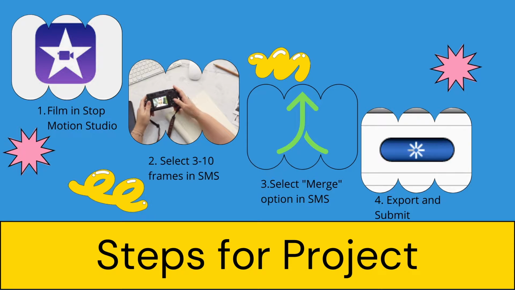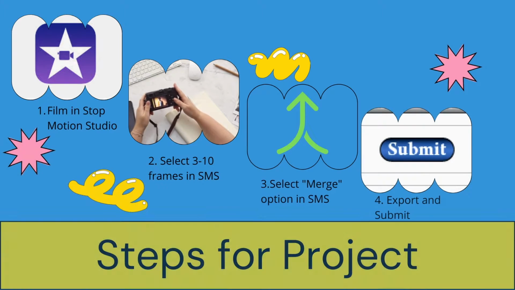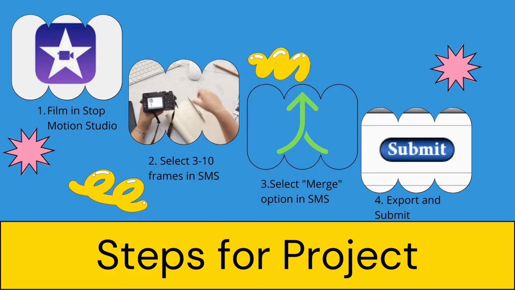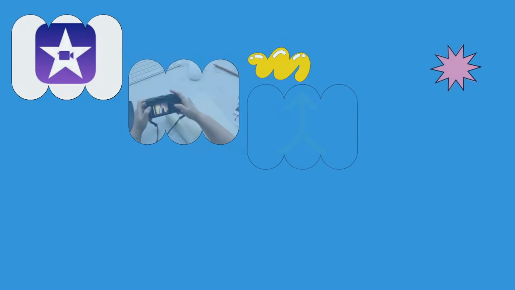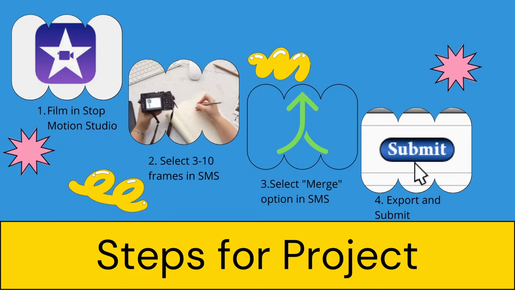The steps for this project: Step 1, film in Stop Motion Studio. Step 2, select 3 to 10 of the frames in Stop Motion Studio to merge together. Step 3, select the merge option. And finally, export your project and submit it for class viewing. Take a look at a class I taught recently using the merge effect in Stop Motion Studio.